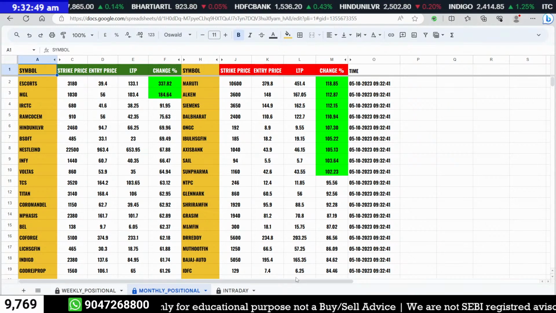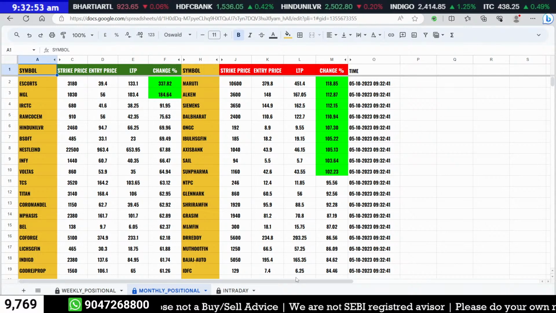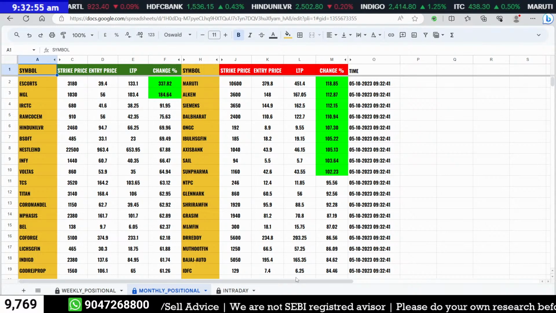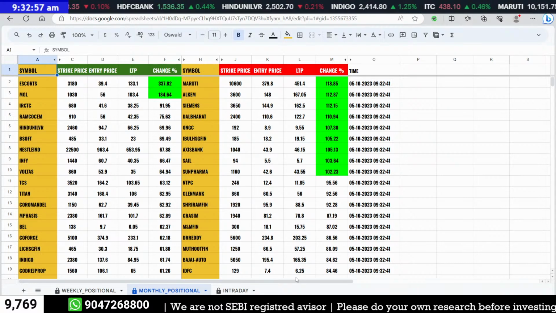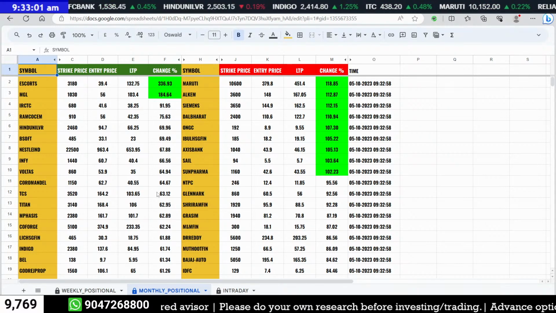IRCTC and Hindustan Unilever are in the top. On the put side, we have Maruti not triggered, and Alkem, Siemens, ONGC. ONGC is about yesterday's trigger. Now it is trading around 9.5.